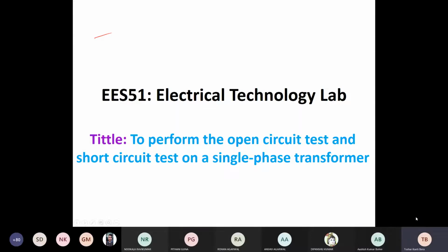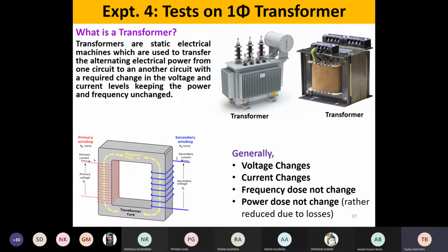Good afternoon all. Today, as per the schedule, we are going to discuss the practical experimentation for experiment number 5 in the EEC01 lab course, that is the open circuit and short circuit test of a single phase transformer. In the earlier class, we already understood what a transformer is. It is an electrical machine, a very high efficient machine, and it can transfer electrical power from one circuit to the other circuit with variation in voltage and current, keeping the frequency constant.